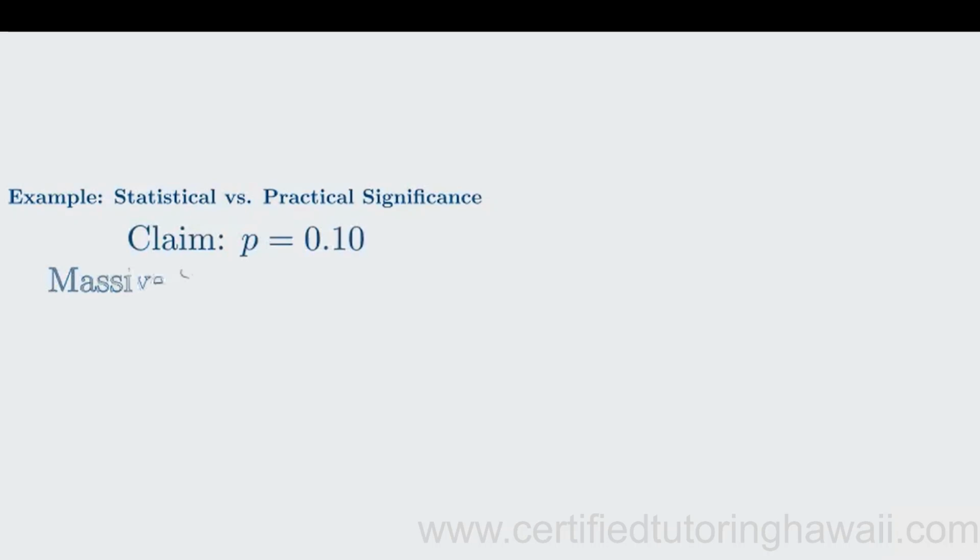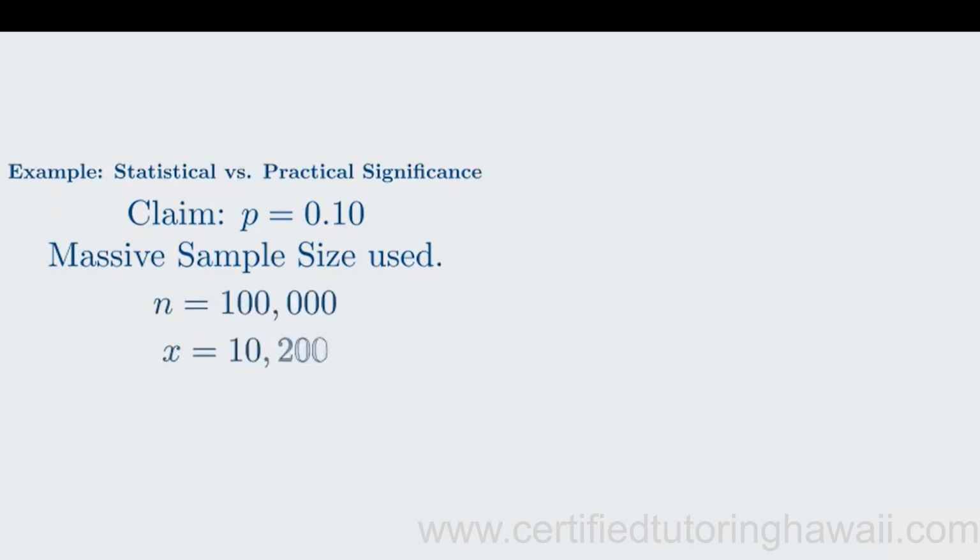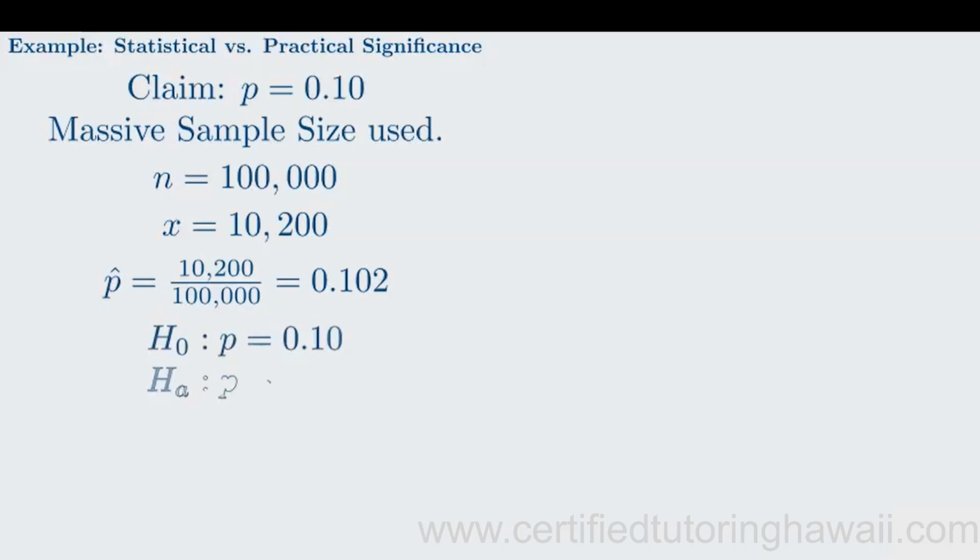A large website claims that 10% of visitors click on a specific advertisement. A marketing manager tries a slightly different color for the buy button, hoping to increase clicks. Because the website has millions of users, they can afford a massive sample size. They test the new button on a random sample of 100,000 visitors and find that 10,200 clicked the ad. Let's test if this small increase from 10% to 10.2% is statistically significant at a 5% level.